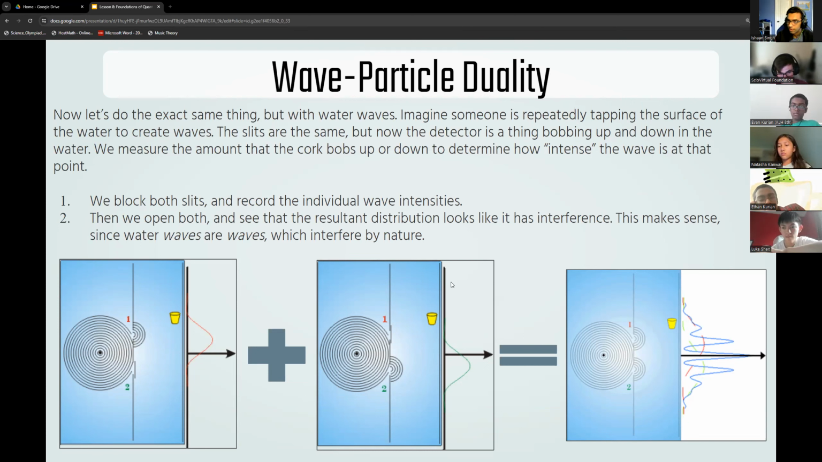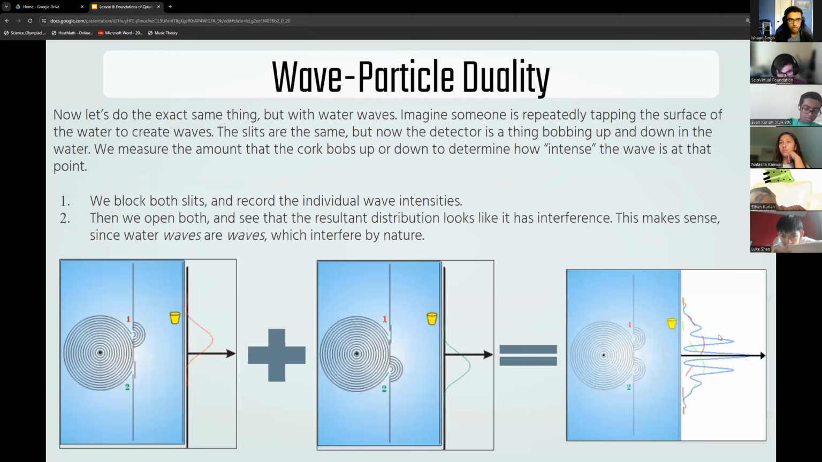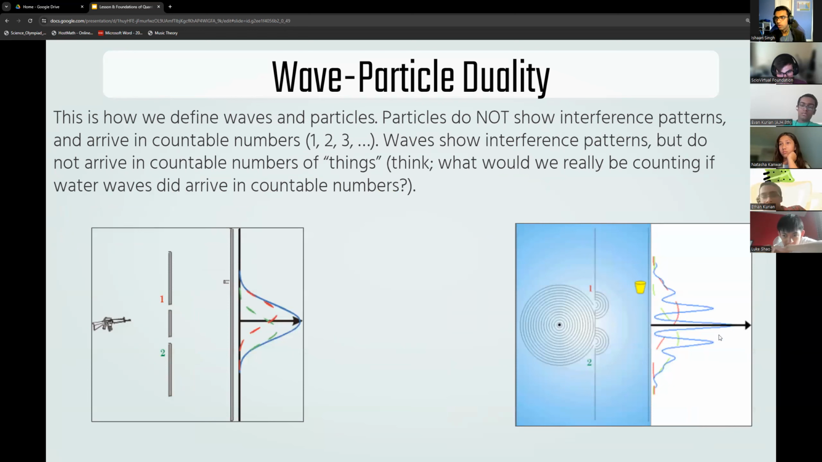So this is the wave view. If we have some waves that are coming into our two slits, we'll observe the interference effect. If we have only particles going in, we'll observe this effect on the bottom right, okay? So that's actually how we're going to define waves and particles. Particles give us this. They arrive in countable numbers and do not have interference patterns, but waves do have interference patterns, but do not arrive in countable numbers. Because if you think about it, what is interfering for a wave?